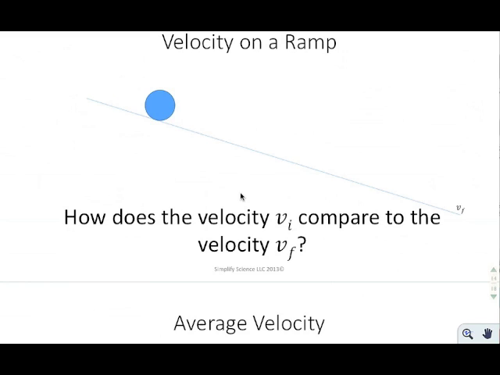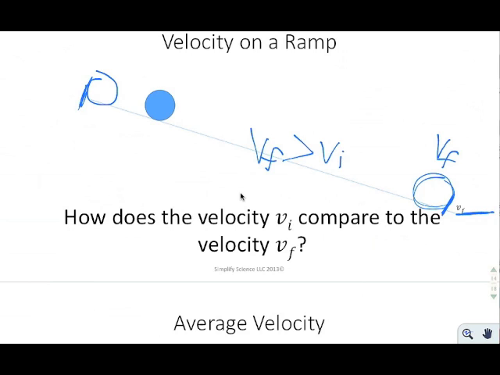Velocity on a ramp. How does the velocity VI compare to the velocity VF on a ramp? So when we did the lab, we were looking at the velocity once it got to the ground. But now we want to know, how does the velocity here compare to the velocity here? And it turns out that the ball is rolling really slow right here and has a much, much higher velocity here. So what we can say is that the velocity here, VF, is greater than the velocity at VI.